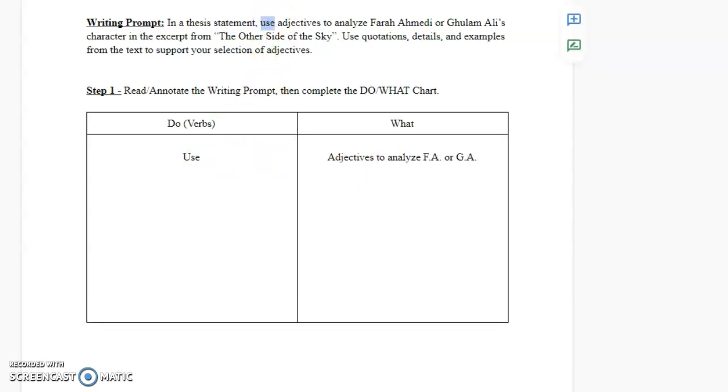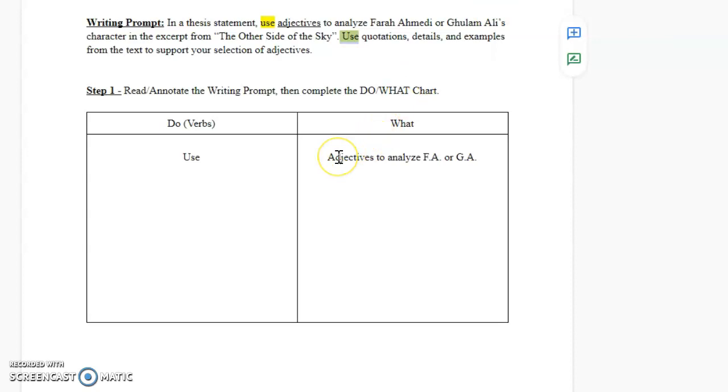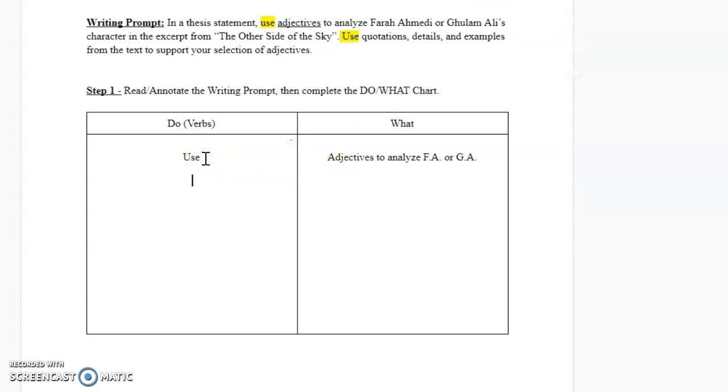In class, what I will normally do is I will normally highlight these for you guys so you guys know, oh, this is my verb, or I'll circle it and then I will underline the other section of it too. Okay. All right. Let's look for the next verb. In a thesis, use adjectives to analyze Farah Ahmadi or Ghulam Ali's characters from the excerpt The Other Side of the Sky. There it is. There's the same one, folks. Use quotations, details, and examples from the text to support your selection of adjectives. You're going to go, again, use. You're going to put right here.